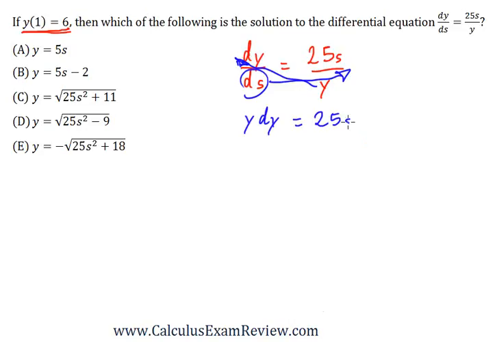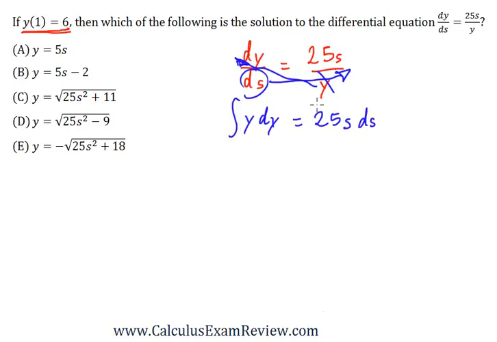My s's look like my 5s, of course. Does that make sense? So just multiply both sides by y. So I got rid of the y over there, and multiplied both sides by ds. So the same thing happened, and it ends up over here.